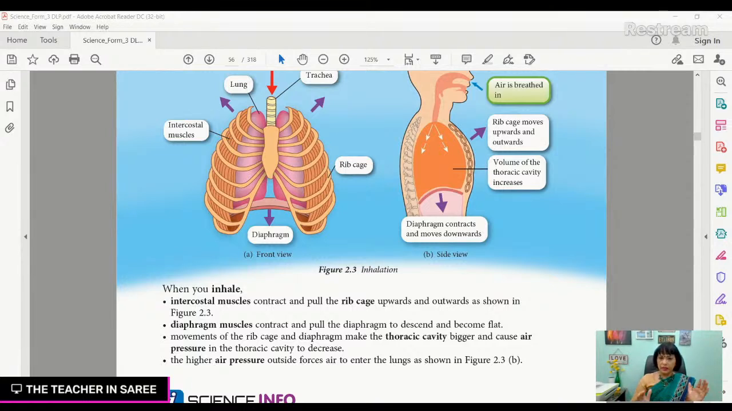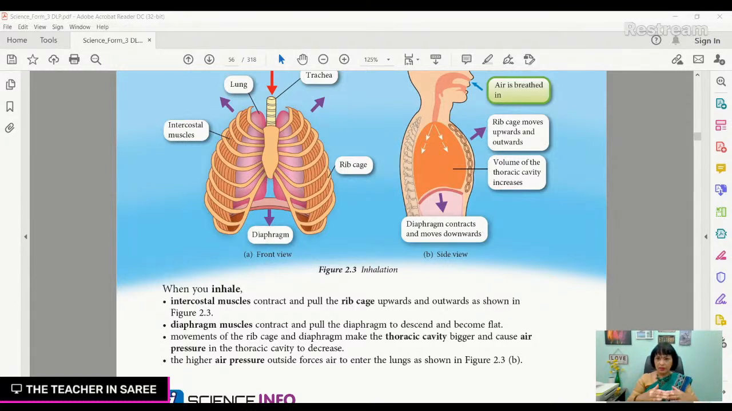Again, intercostal muscles, which are in between your rib bones, each of the rib bones, they will contract and relax. Okay, I don't want to touch that. So what they will do is they will pull the rib cage upward and outward. Not like this, upward and outward. Right? So they go like that.